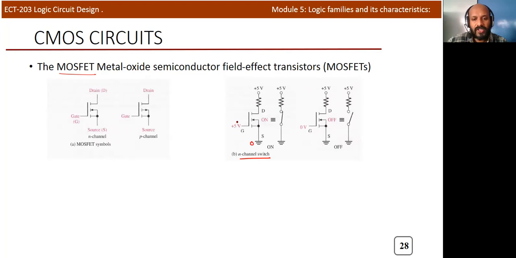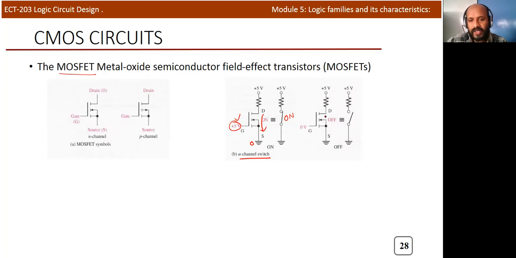If you apply plus 5 volt to the gate of the N channel MOSFET, this transistor will be in the on condition and it will conduct, and the equivalent circuit will be a closed switch. Okay, so we can call it an on condition. The switch is in the on condition in the conduction mode. So there will be a current flow from drain to source when you apply plus 5 volt at the gate terminal of the N channel MOSFET.